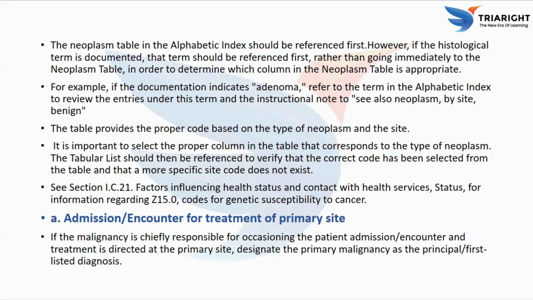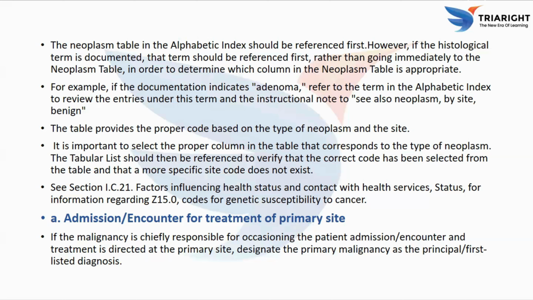Selecting the wrong column leads to the incorrect code, even if the site is correct. So verify the code in the tabular list. After selecting a code from the neoplasm table, always verify it in the tabular list to confirm code accuracy, to check for laterality, additional digits, excludes notes, and more specific site codes. So what is the golden rule here? You should never assign a code without tabular verification.